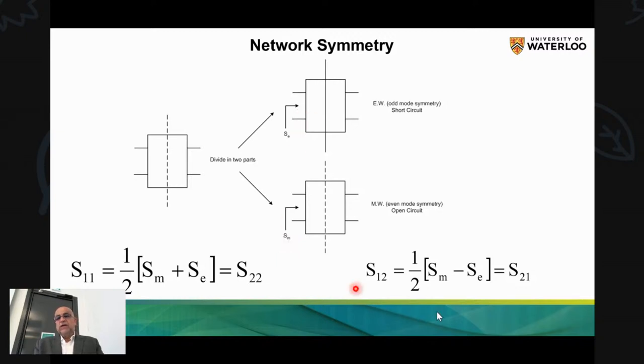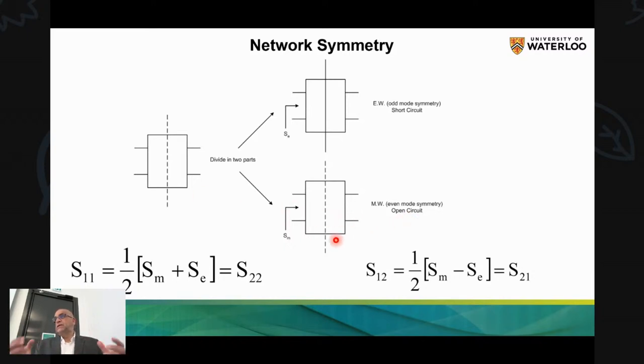Okay, and once you have SM and SE, you'll be able to do just simple addition. You'll get S11 and S12. And because it's symmetrical, you'll see S22 equals S11. Now, what is the advantage of that? The advantage is in computation time. Believe it or not, it can reduce it by almost a factor, because in HFSS the simulation goes by n square. So here, you probably get 2n versus n square.